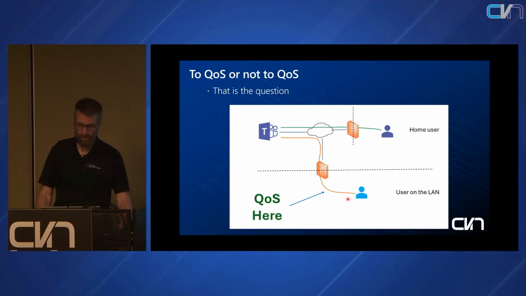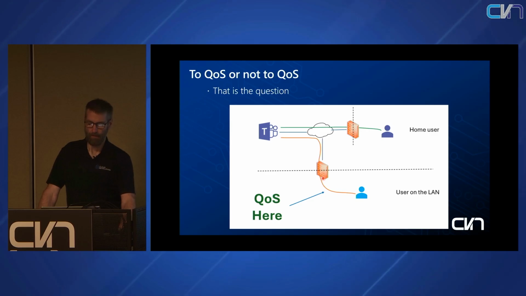We get QoS on this one segment right here between our user on the LAN and the firewall, and that's it. It doesn't help us with our home user. It doesn't help us with anything in the cloud.